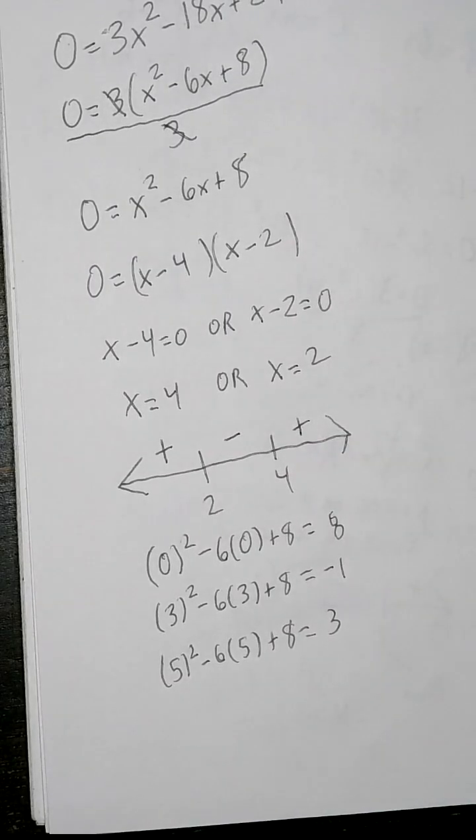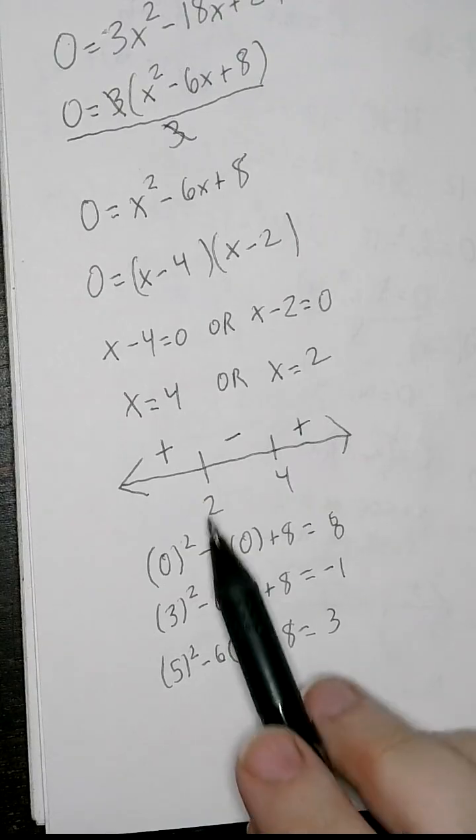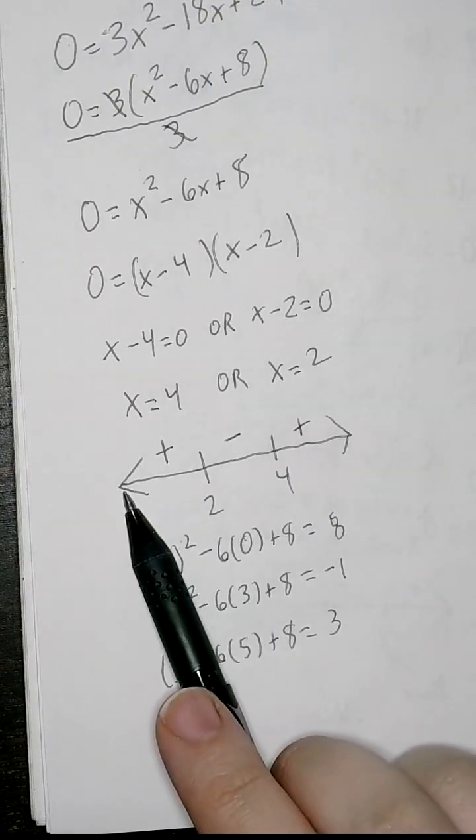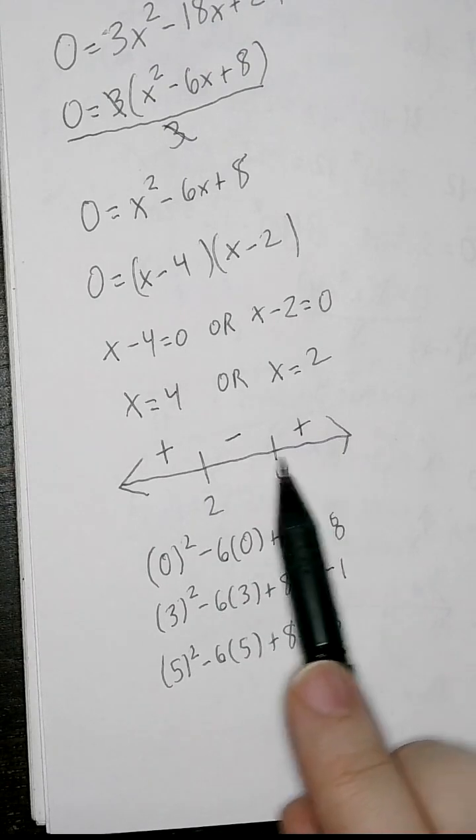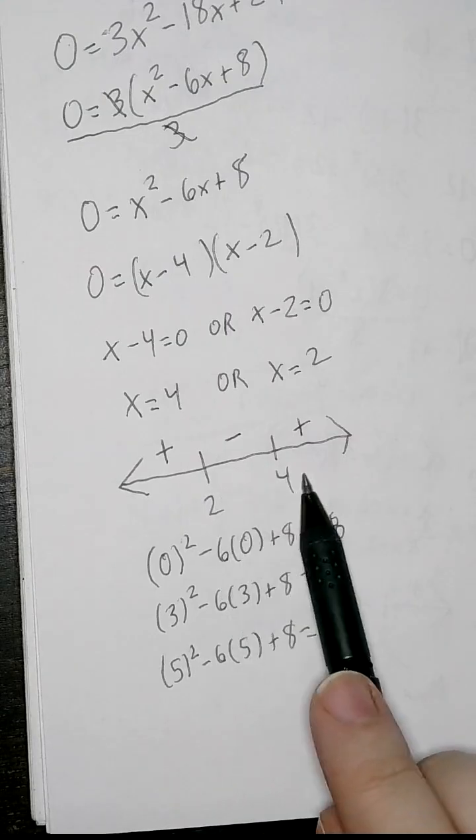So what's that going to tell me? That's going to tell me that the slope is increasing from negative infinity to 2 and from 4 to infinity, and that my slope is decreasing from 2 to 4.